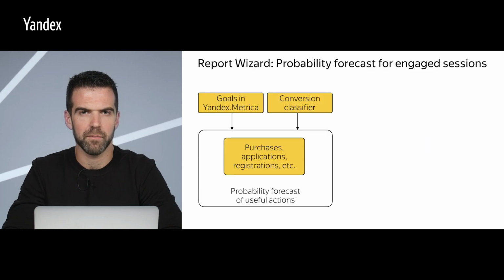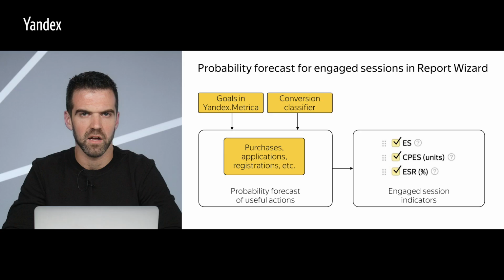How does this happen? Well, we have data about goals in Yandex Metrica from different sites, and we have a conversion classifier through accumulated statistics. Based on this data, Yandex Metrica uses machine learning to predict the probability of goals being fulfilled. It works well for sites that have clear goals, like items added to baskets, application forms filled out, and so on. Next, this information is displayed in Report Wizard as the 3 engaged sessions indicators.